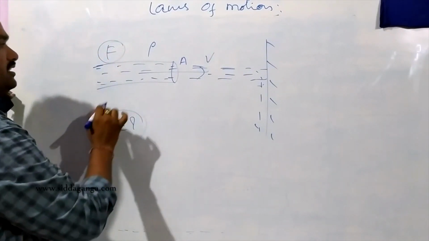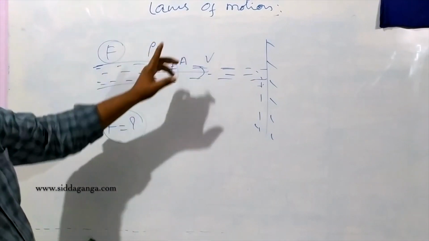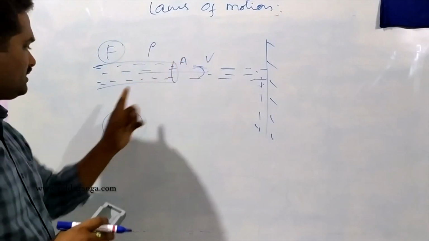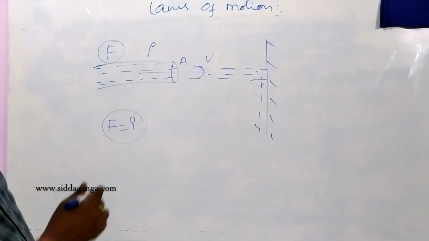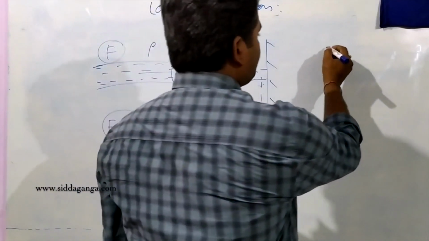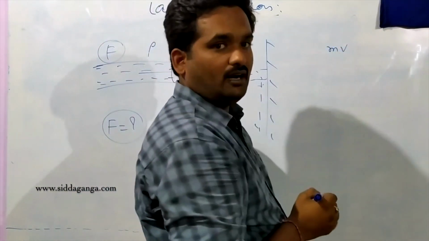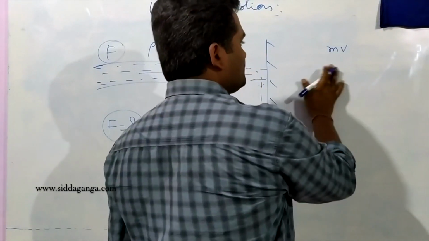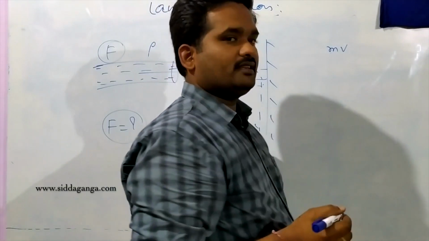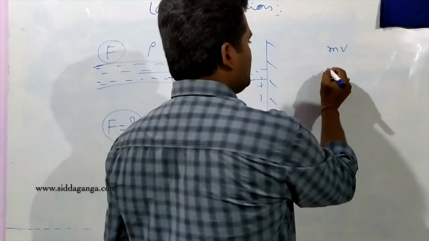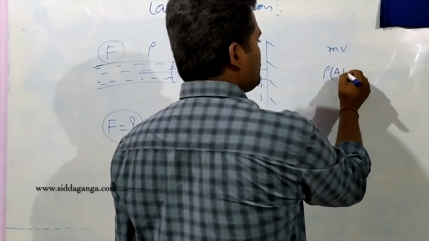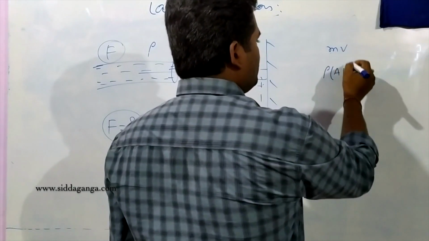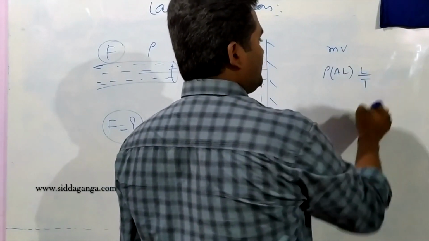See, they have not mentioned anything about time. They have mentioned the density of water, area of cross section and velocity. We need to obtain a relation among them for the force here. Before going for it, I'll write here mass into velocity. How am I going to rewrite this relation? Mass is nothing but density into volume. Density is mass by volume, so mass will be equal to density into volume. Volume is nothing but A into L. So mass into velocity will be equal to rho A L, and velocity is length divided by time.